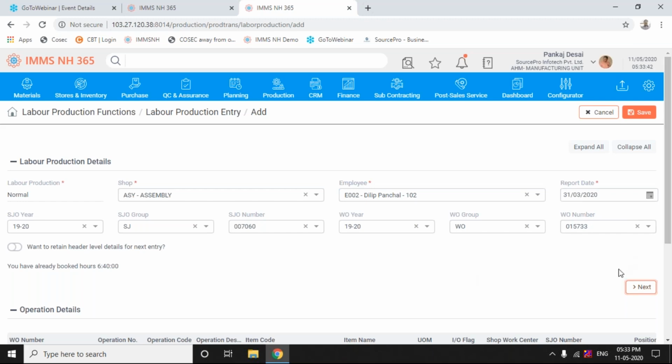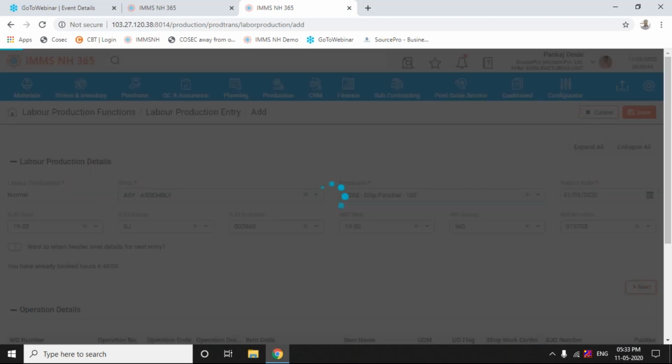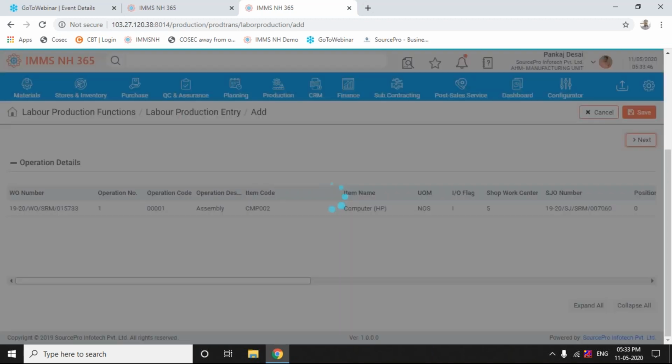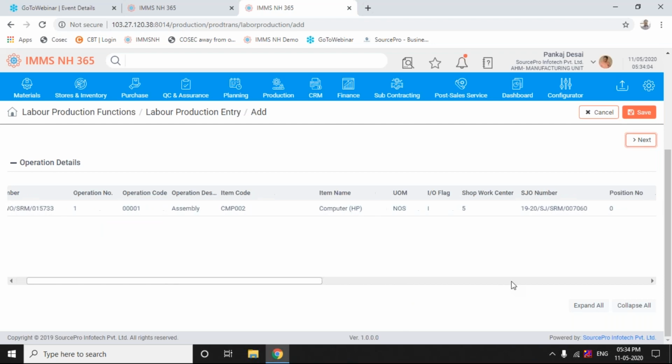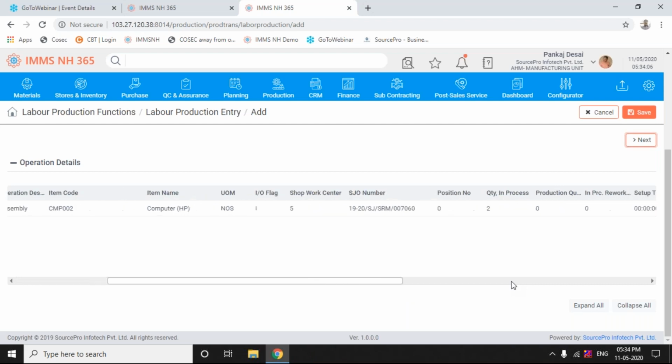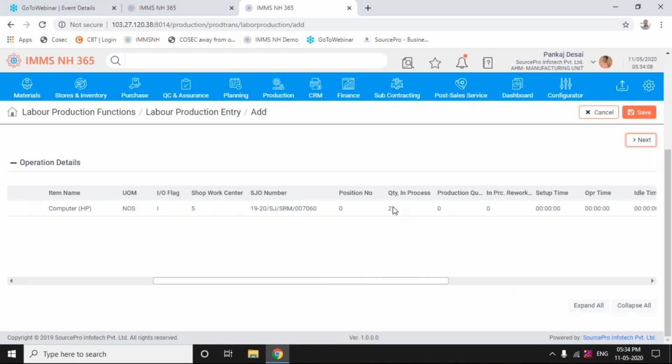Now let's go to the operation detail below. Since we had selected only one operation, right now it shows you the operation as per the work order process sheet. 15733 on assembly operation needs to be performed. Then further on the right, please. Quantity expected to be completed. So you see in this process there are two; are both quantities finished, or only one, or nothing, and only time has been booked?